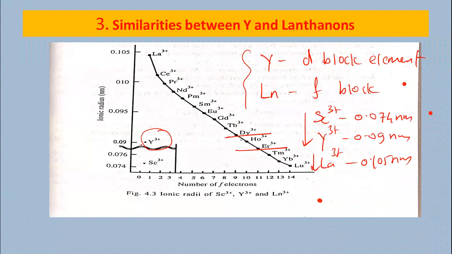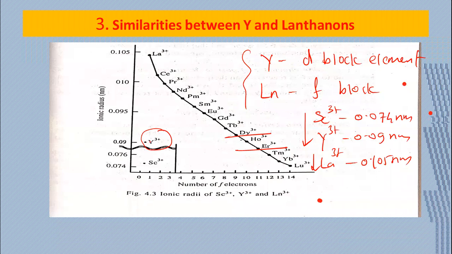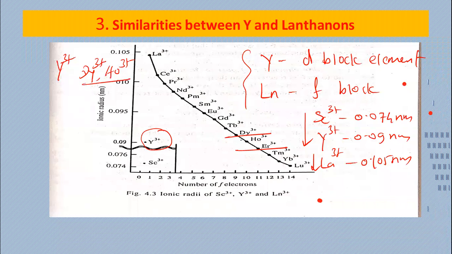And we know that if the ionic radii are the same, then their chemical properties are also the same. So the yttrium tripositive ion, a d block element, has ionic radii similar to dysprosium and holmium, the lanthanon ions. We can call these the heavier lanthanon ions. Heavier means their atomic weight is larger. So yttrium has ionic radii similar to that of the heavier lanthanon ions.